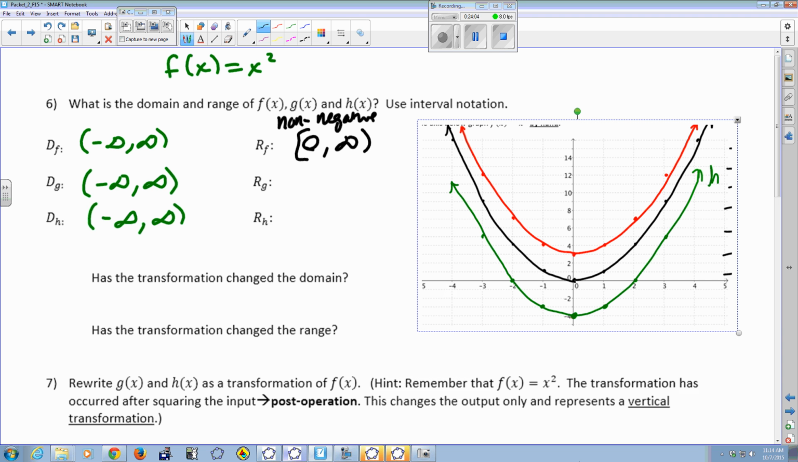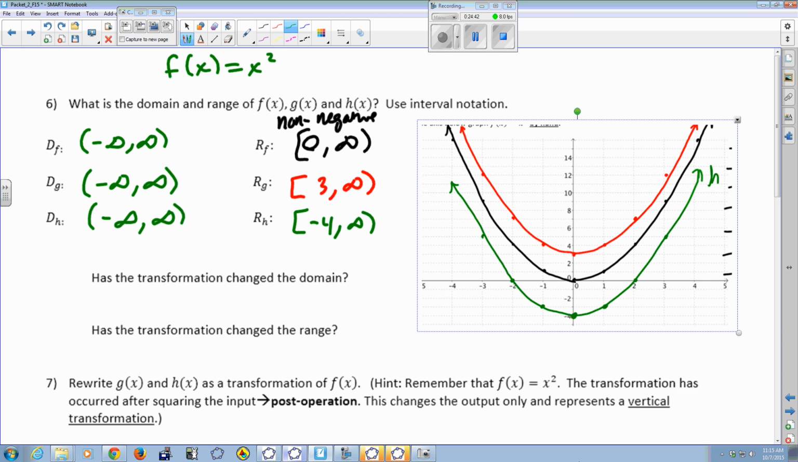Okay, how about G? G now is which one? The red graph. What about the range of G? Shannon, can you help me with that? Bracket. Yeah. Okay. And what about H, the green graph? Eli? Right. Okay.